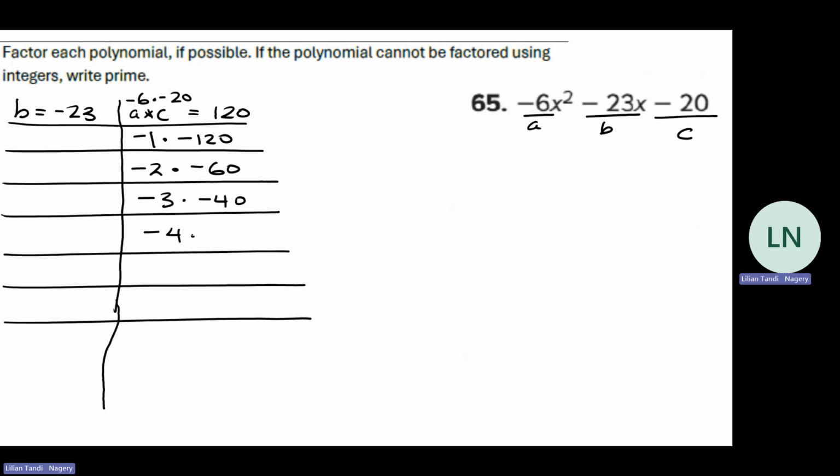Negative 4 times negative 30. Negative 5 times negative 60. No. What is 120 divided by 5? 120 divided by 5 should be 24, not 60.